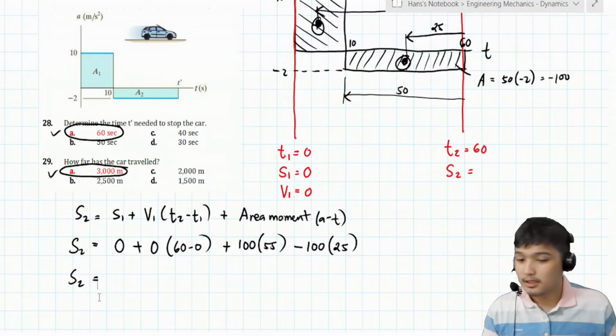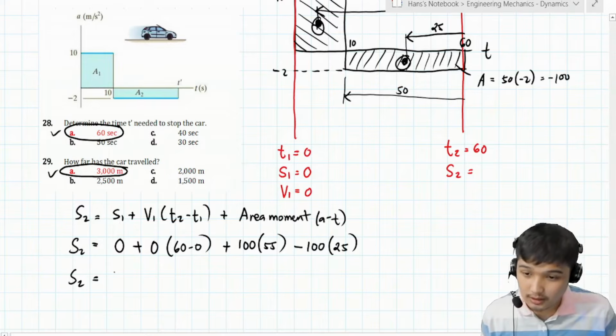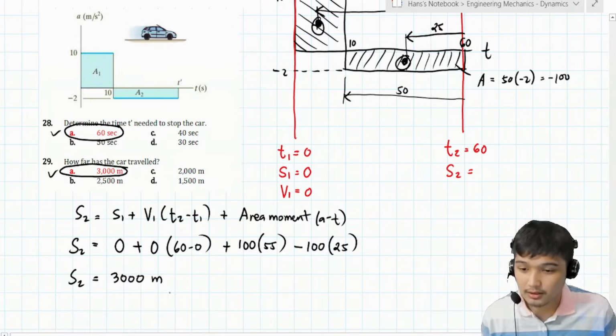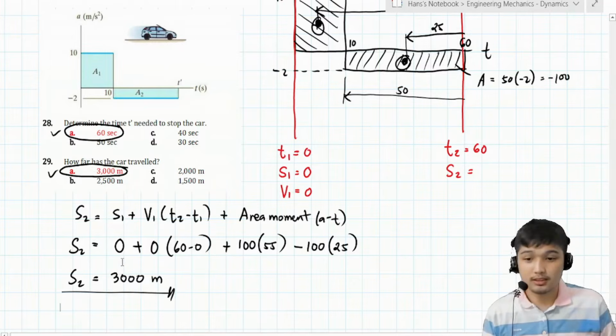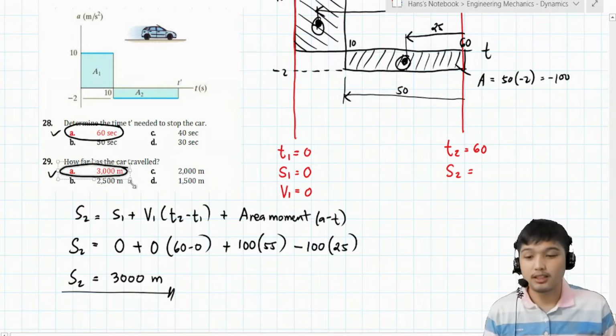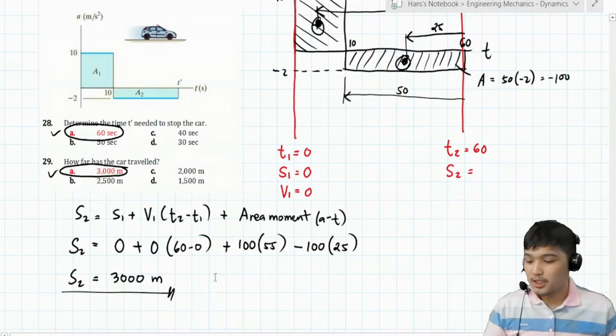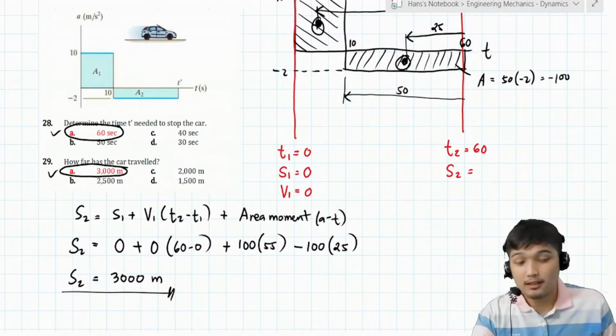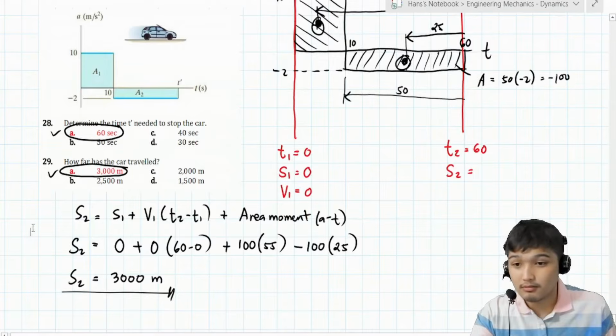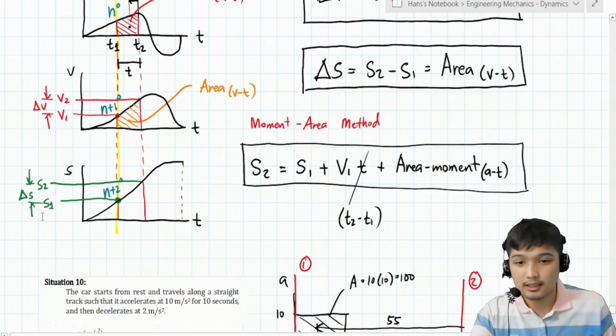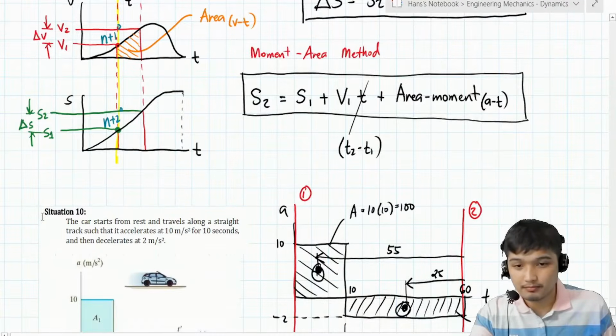So, that is 3,000, no? So, in meters. So, from the choices, that is correct, no? 3,000. Okay? So, na-appreciate nyo ba, guys, yung paggamit nung moment area method or area moment method, no?